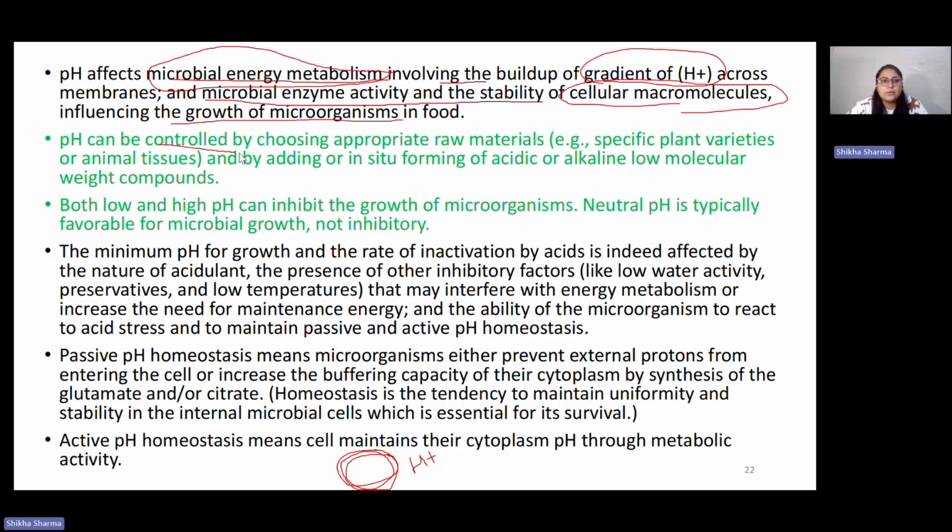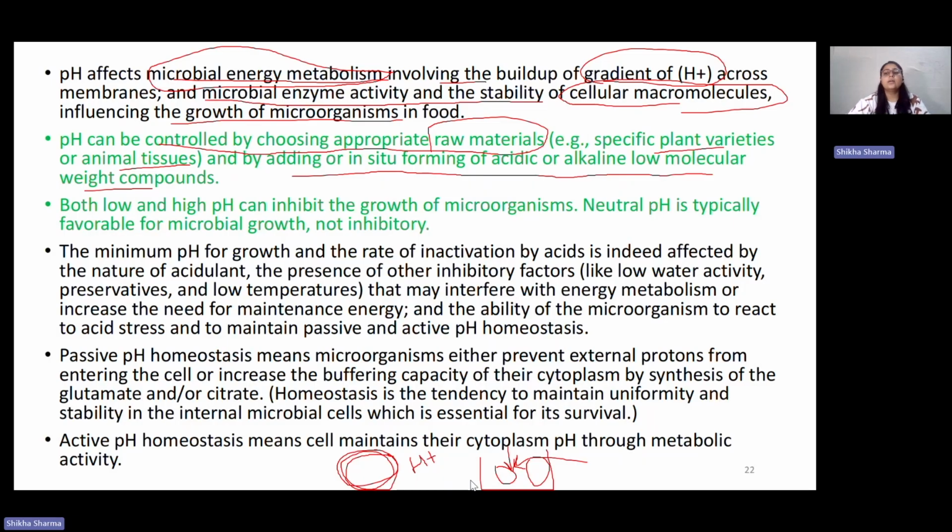pH can be controlled basically by choosing appropriate raw material in the food product, like a specific plant variety or animal tissues, and by adding or in situ formation of acid or alkaline low molecular weight compounds. So either we can maintain the pH of the food product by making it with certain low pH substances, or sometimes we can add some products, or due to fermentation or any other process, some low molecular weight acidic or alkaline substances can be produced.